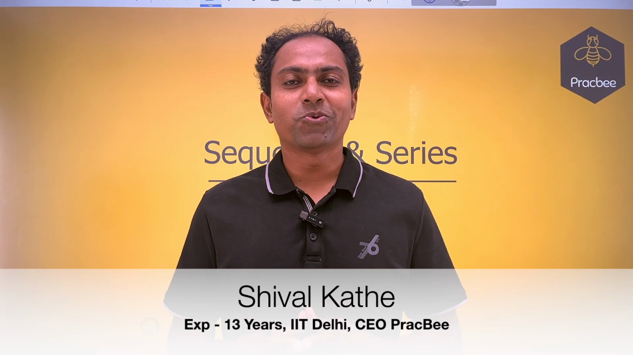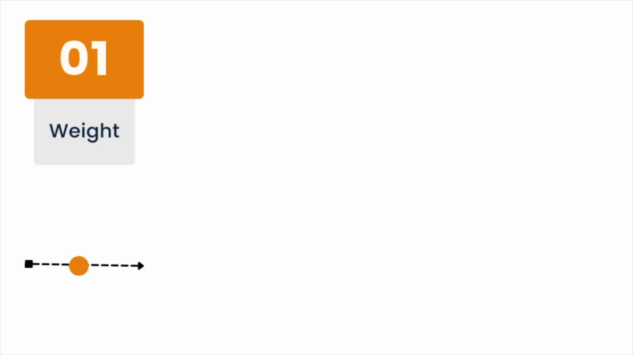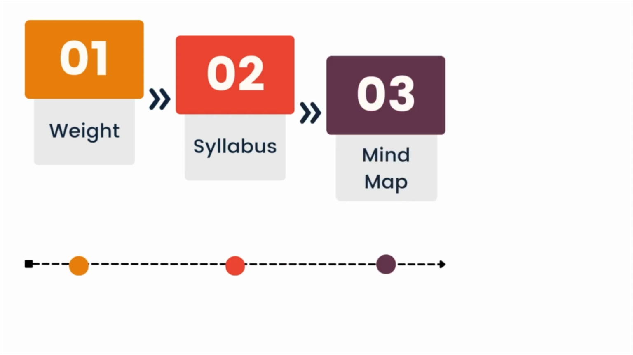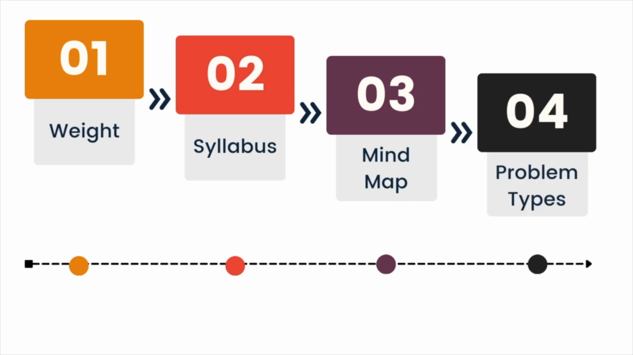Welcome to this new one-shot video in the one-shot series. In this video, we are going to systematically start with the weightage of sequence and series in JEE Mains. Then we are going to go into the syllabus comparison from 23 to 25. Then we are going to systematically dive into mind maps and see what exactly the syllabus of this chapter entails. And ultimately, we are going to go into 15 problem types.